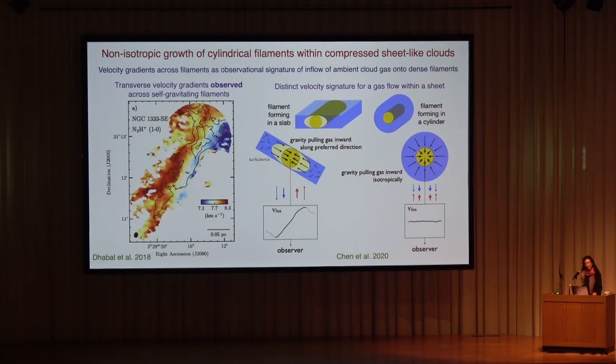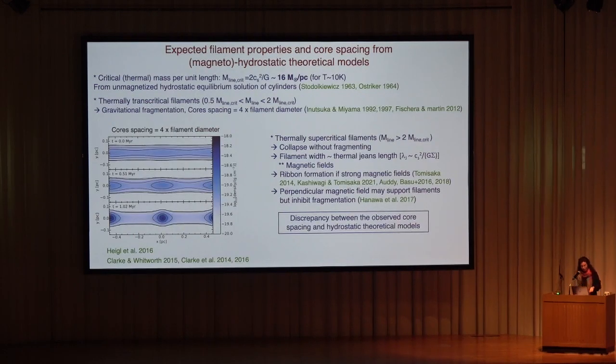This type of accretion onto self-gravitating filaments is suggested by transverse velocity gradients observed across self-gravitating filaments. Here I show a beautiful example of this from the observations. This kind of transverse velocity gradient wouldn't be observed if the infall of matter, or the accretion, were isotropic from a cylindrical or a spherical structure, but could be observed only if the infall is non-isotropic and within a sheet-like structure. And so this accretion is important in understanding the evolution of the filament.